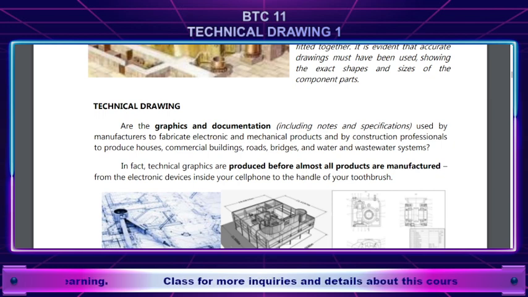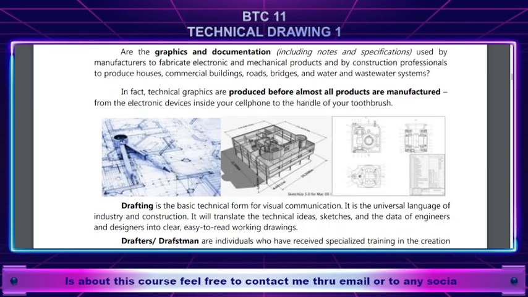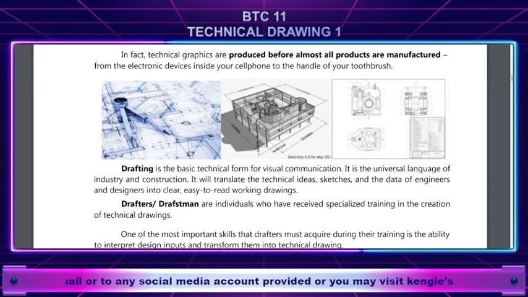In fact, class, technical graphics are produced before almost all products are manufactured, from the electronic devices inside your mobile phones to the handle of your toothbrush. So these are examples of technical drawing. Drafting is the basic technical form of visual communication. Thus, it is the universal language of industry and construction.